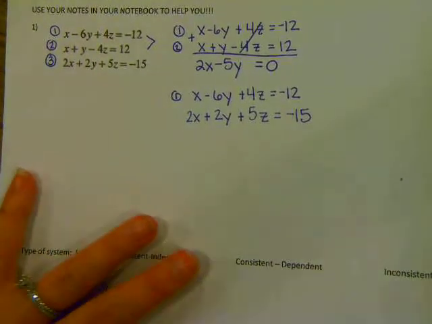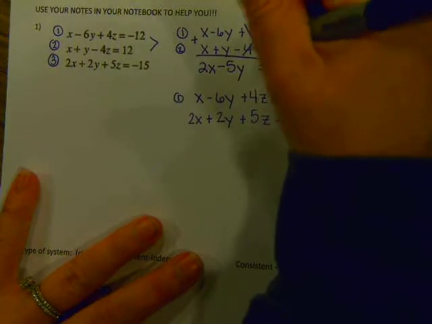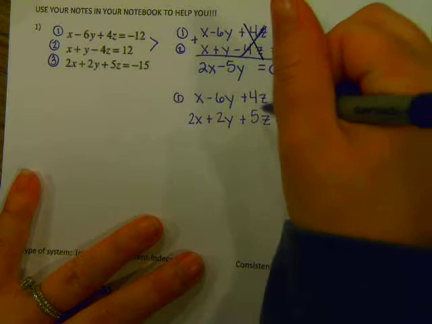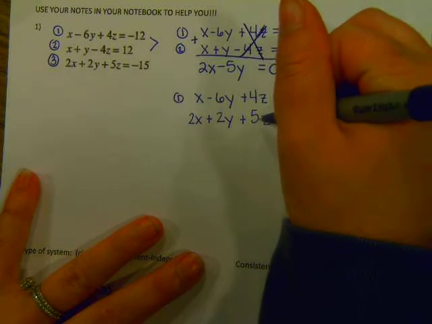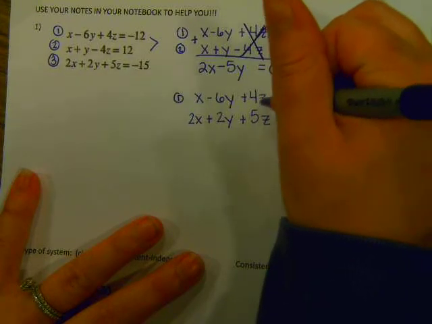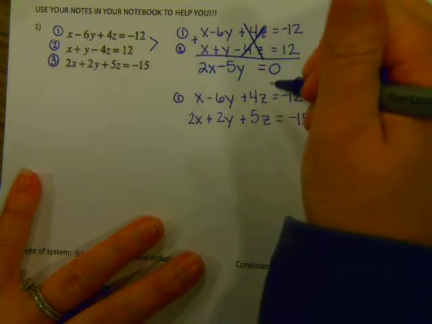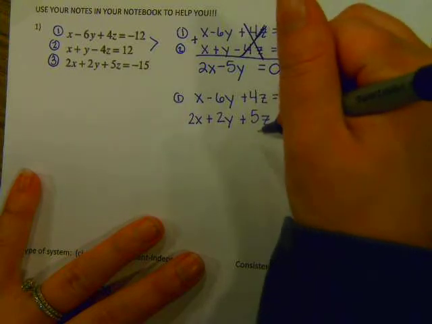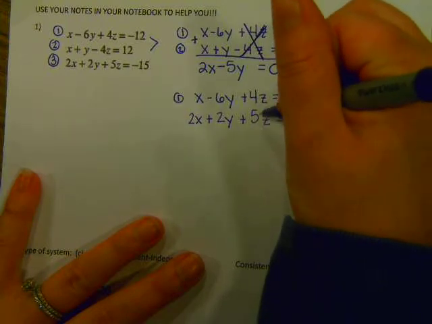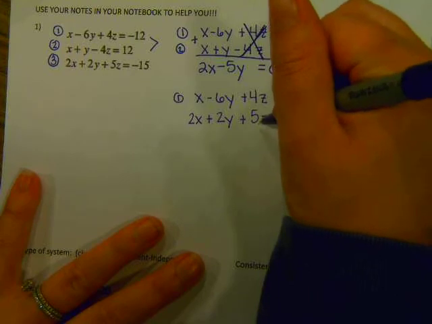Now, the first time around, we eliminated the z. For this to work, you have to eliminate the z here. But if you notice, they're not opposite numbers already, like positive 4 and 5. We need one of them to be negative, and we need them to be the same number. So the lowest number that I can think of is 20, that we can change them into.